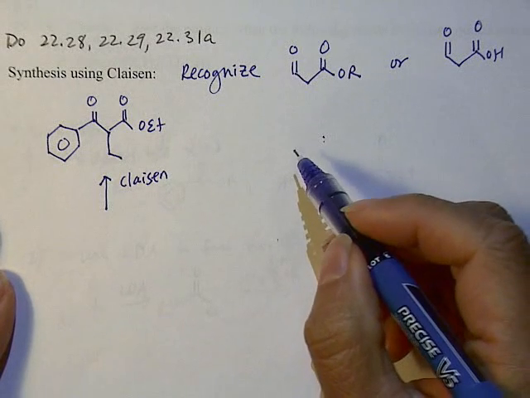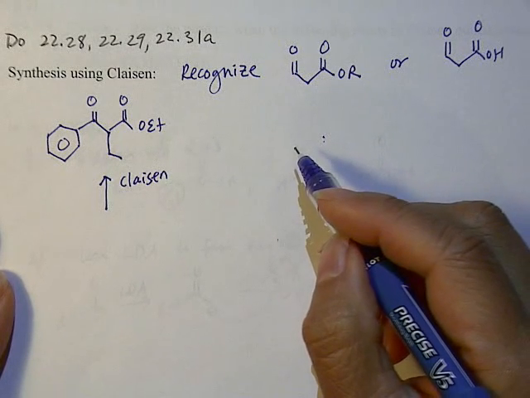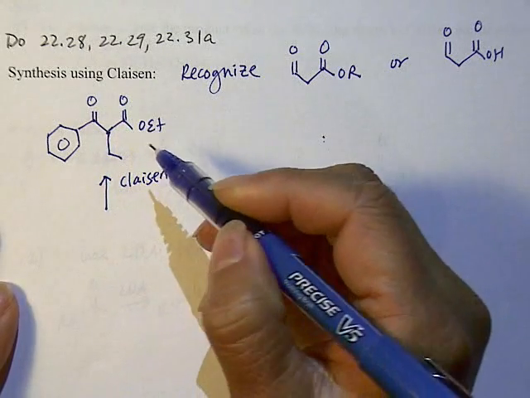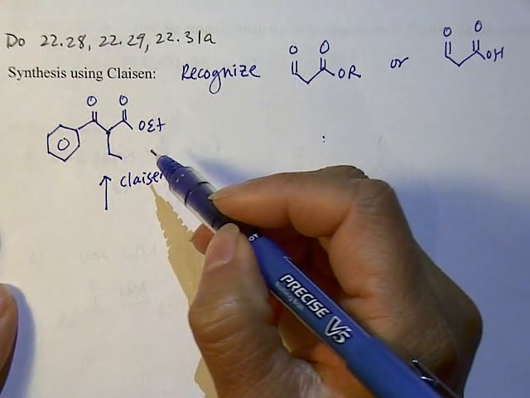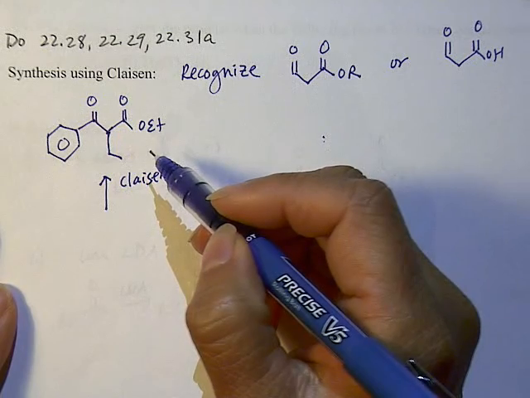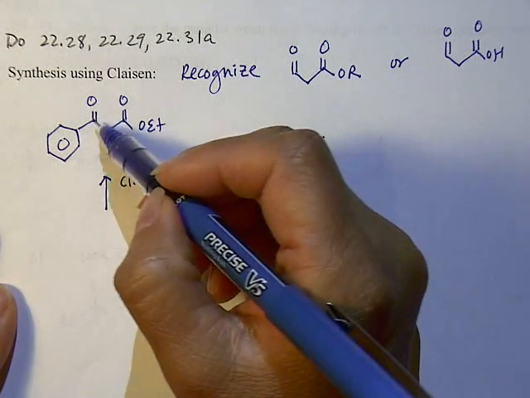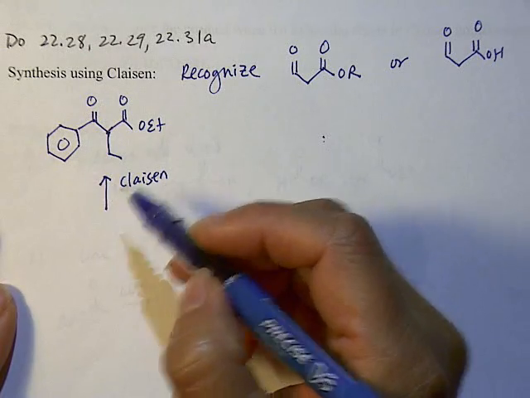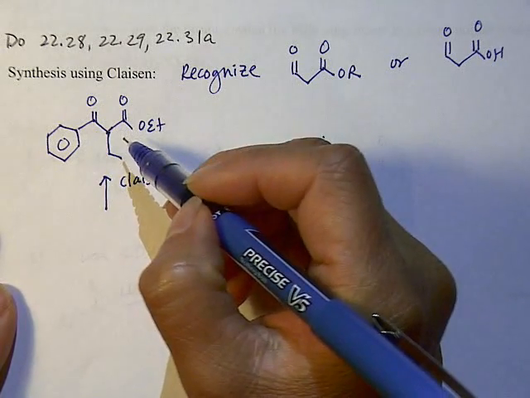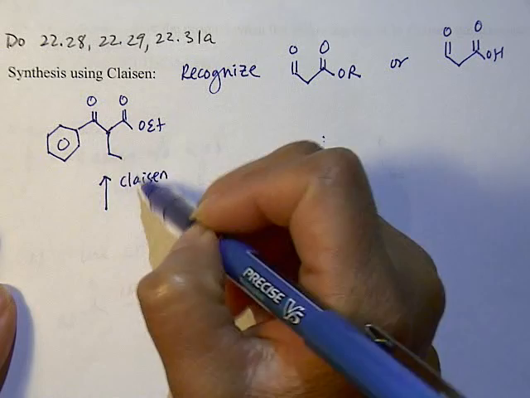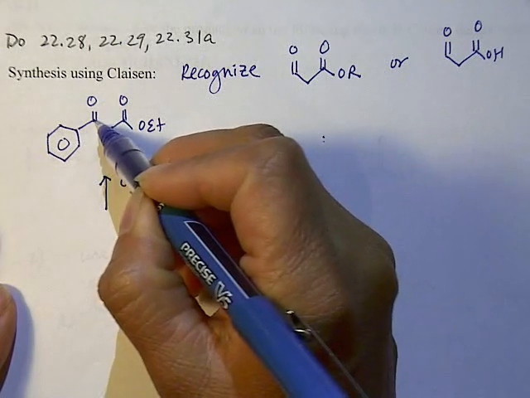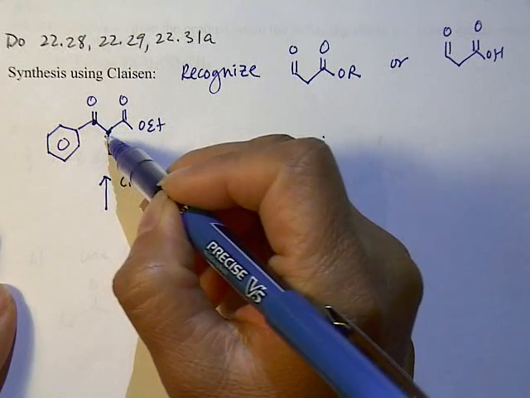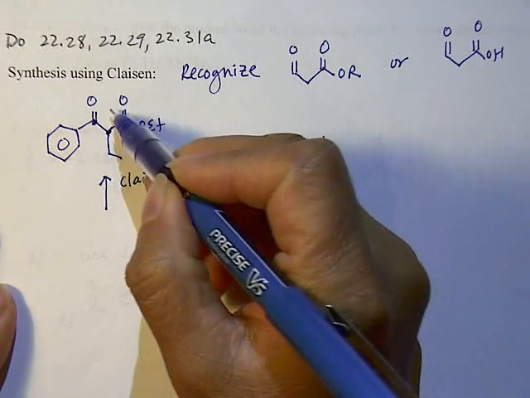So Claisen requires that you have an ester nucleophile, and then an electrophile that's serving as an ester. So the question is, where did the carbon-carbon bond form in forming the Claisen? And it's usually the alpha and the beta carbon. So this is the bond that we're trying to make in doing Claisen.